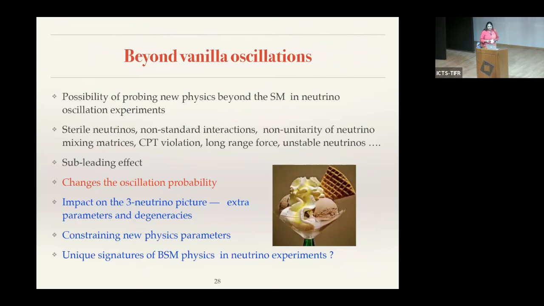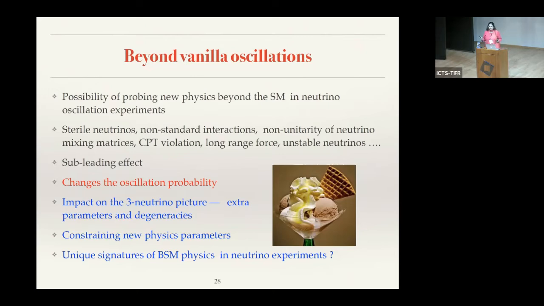So I talked about neutrino oscillation, but let me now talk a little bit about BSM in neutrino oscillation experiments. I mean BSM which affects the oscillation probabilities. For instance, if I have non-standard interactions, then it can give rise to additional matter effect inside the Earth. Then there can be many other things like non-unitarity of neutrino mixing matrices, decaying neutrinos, etc.